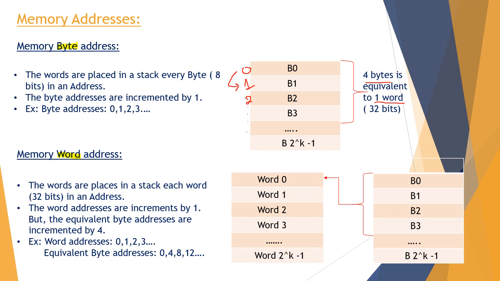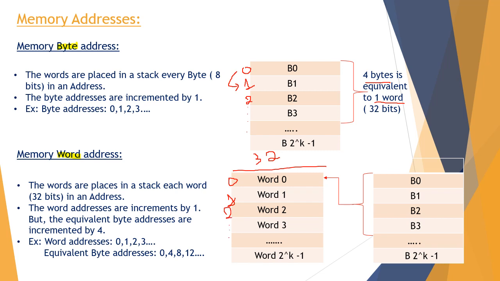This brings us to the memory word address. Memory word addresses are actually formed by several memory byte addresses. For example, for word 0, that is 32 bits long, we can assign it a word address of 0, word 1 a word address of 1, word 2 a word address of 2, and so on.